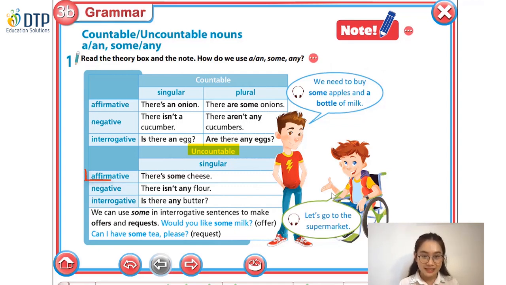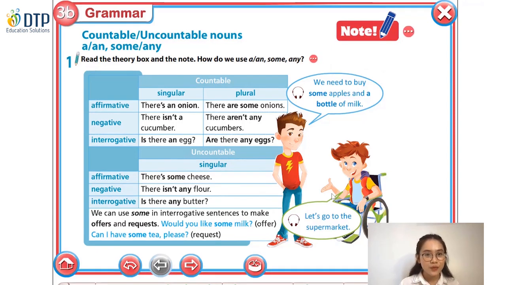And in affirmative sentences, we will use some before the uncountable noun. And in negative or interrogative sentences, we use any before the nouns. Rồi vậy trong câu khẳng định, chúng ta sẽ thêm từ some trước danh từ không đếm được. Thí dụ, there is some cheese. Và với câu phủ định cũng như nghi vấn thì mình sẽ sử dụng any trước danh từ không đếm được. Và các bạn luôn nhớ đó là không thêm s vào danh từ không đếm được nhé.